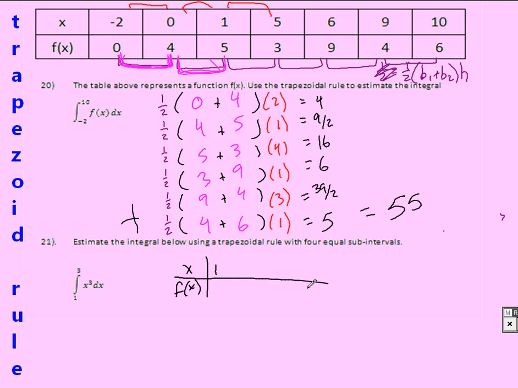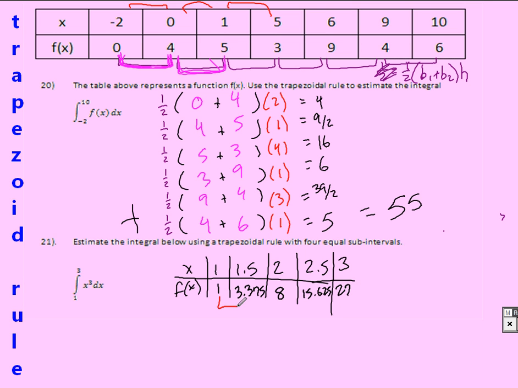So to get from 1 all the way up to 3 using 4 equal intervals, I'm going to need to count by halves. So I'll need a 1.5, a 2, and a 2.5 as my interval. So now I'd have interval 1, 2, 3, and 4. To find the function values, I just follow this. It says x cubed. So 1 cubed is 1, 1.5 cubed is 3.375, 2 cubed is 8, 2.5 cubed is 15.625, and 3 cubed is 27.